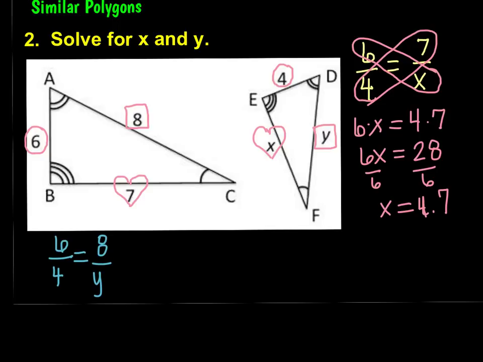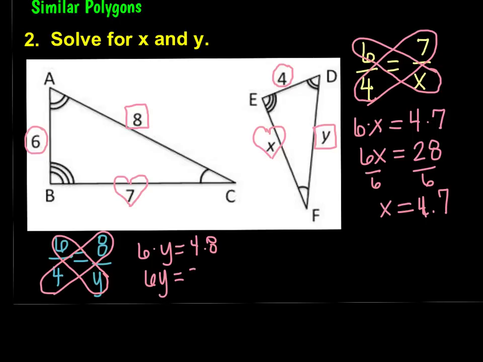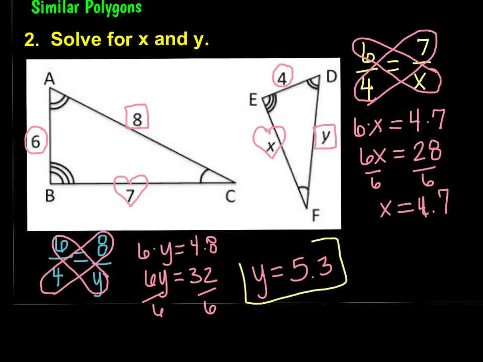All right, when we come over here to solve for y, we do the same thing. We're going to cross multiply. So we get 6 times y equals 4 times 8. So that would be 6y equals 32. Divide by 6 on both sides. And y is going to equal whatever 32 divided by 6 is. And I used my calculator. I got 5.3. So we found the two missing sides of the second triangle.